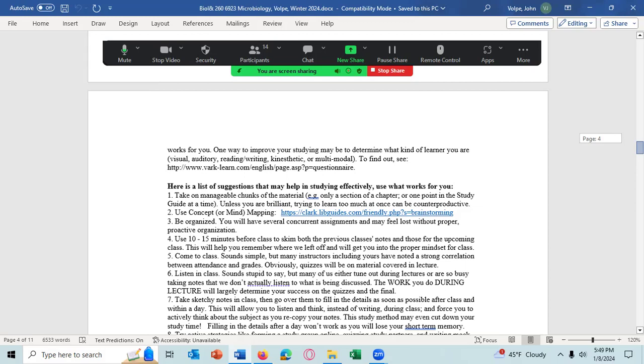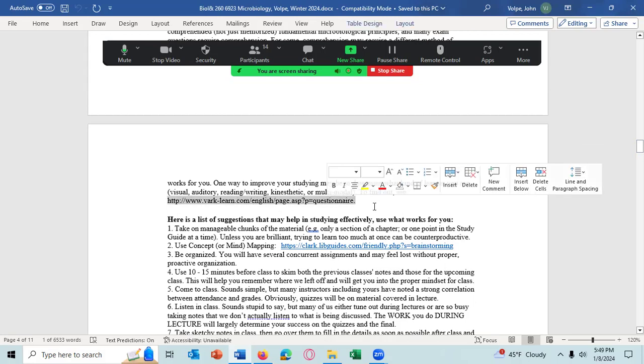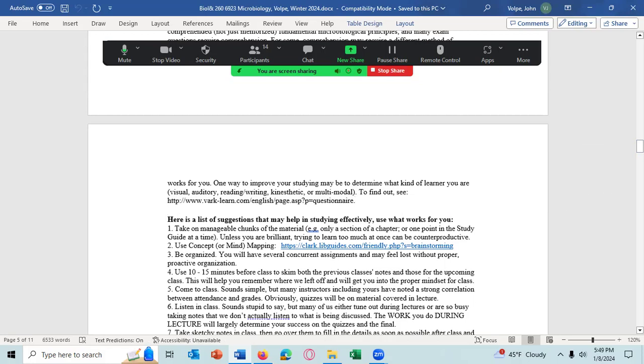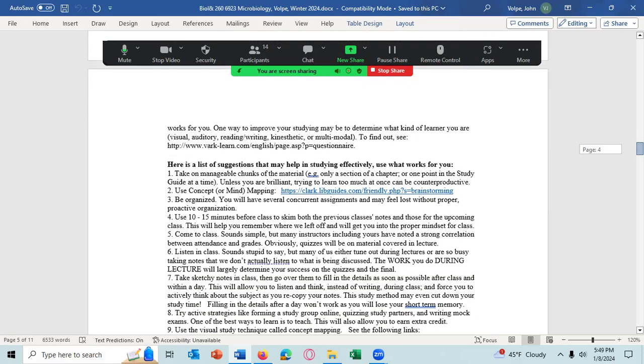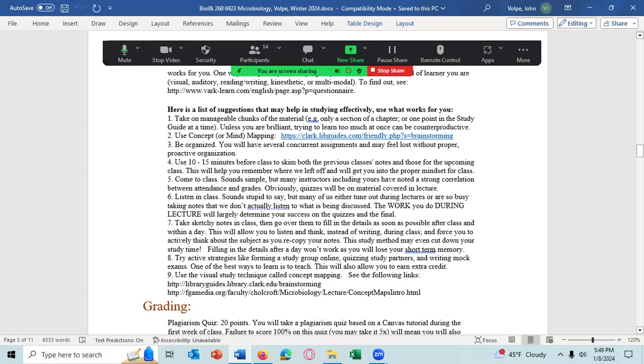One way to improve your studying may be to determine what kind of learner you are. Are you a visual learner, an auditory learner, a reading, a writing, a kinesthetic learner, or a multimodal learner? You can find that out by coming to this website here. I can't highlight that for some reason. There we go. And here's a list of suggestions that may help you in studying effectively. Use where it works for you.